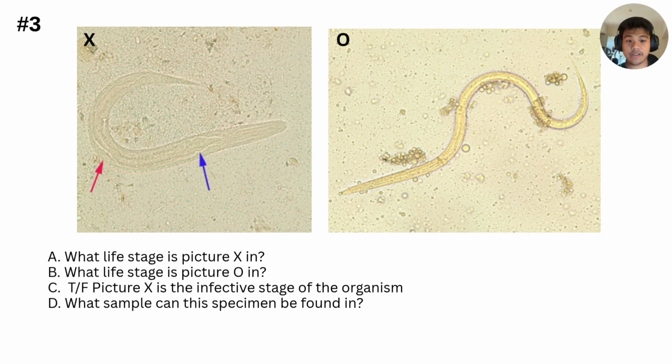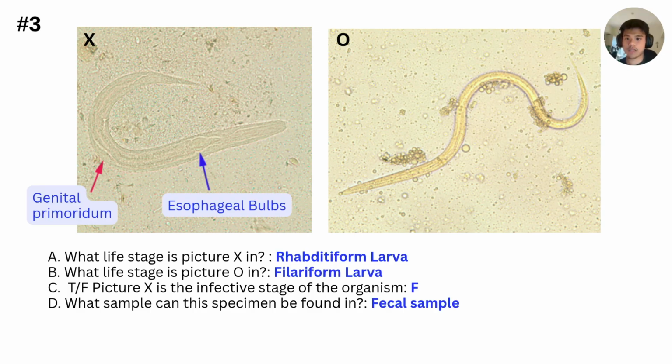On to station 3, we have an entirely different species, along with images representing it. Here we identify key stages along with its descriptions about them. So to answer this, image X is actually a rhabditiform larva, while image O is a filariform larva. The infective stage is in fact the filariform larva, with the non-infective stage being the rhabditiform larva. Both specimens can be found in fecal samples.